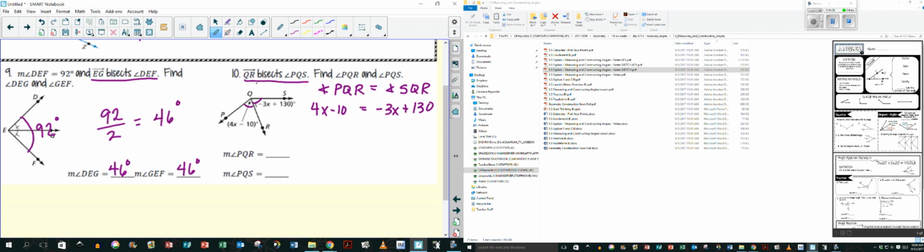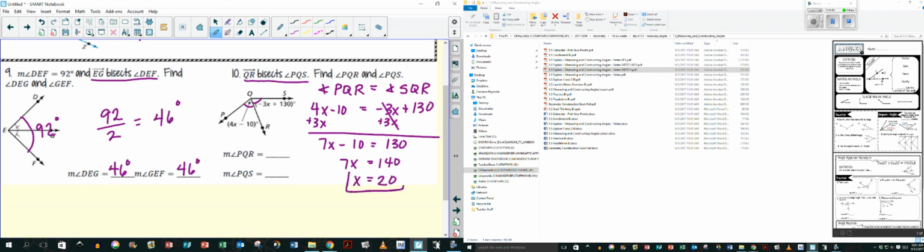So now solve. Add 3x to both sides. If I add 3x to both sides, it goes away here, add 3x here. That gives me 7x minus 10 equals 130. Add 10 to both sides. 7x is 140. Divide by 7, x is 20.